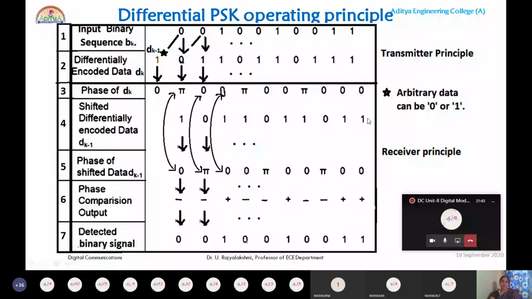Now, how can you get the phase for the shifted sequence DK minus 1? If the encoded data is 1, then the phase is 0. When you get 1 for same data, our phase difference is zero. Whenever the encoded data is zero, you will get phase as pi radians. Please compare DK with DK minus 1.